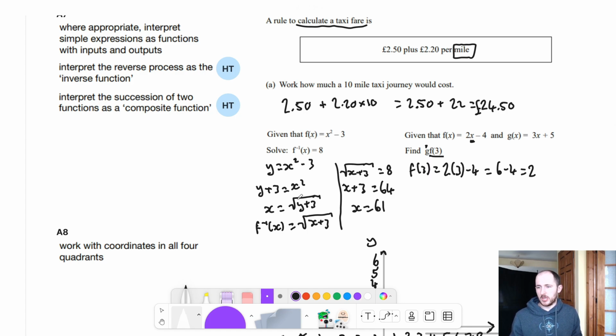So I'm going to do g of 2 because I know that f of 3 is equal to 2. And that gives me 3 times 2 plus 5, 6 plus 5, which is 11. Nice and easy. Well, to be fair, it is a pretty tricky topic, I'm not going to lie. This isn't too bad of a question.